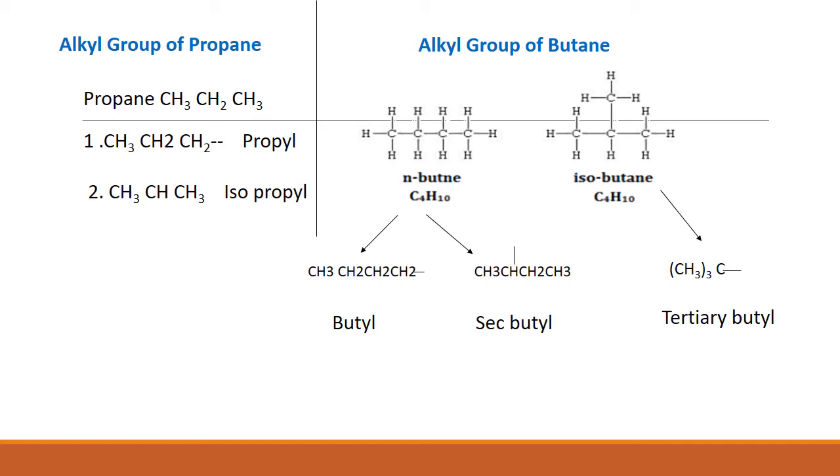So a secondary H is removed for the preparation of secondary butyl. The 2nd and 3rd number carbons are secondary in nature, 2-degree in nature. So the H which is removed is secondary in nature, so the compound will also be secondary butyl.